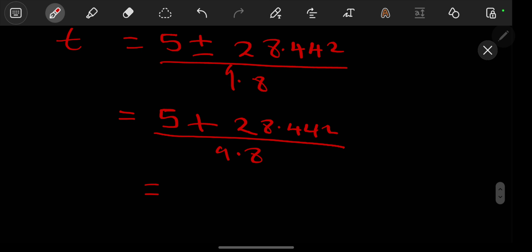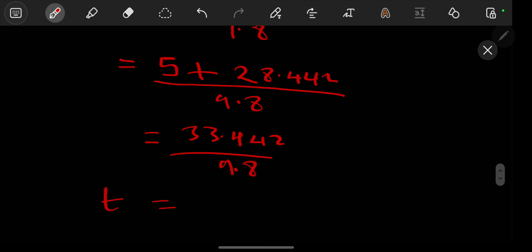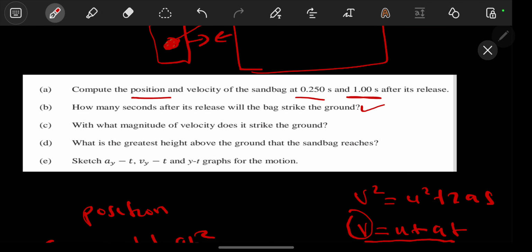So adding our 5 plus our 28.442, we get a value of 33.442. We divide over 9.8. When we find that, we find that our time is equal to 3.41 seconds. So the time it will take for it to strike the ground will be 3.41 seconds. The next question is asking with what magnitude of velocity does it strike the ground? Remember, we have found the time, it is 3.41 here.